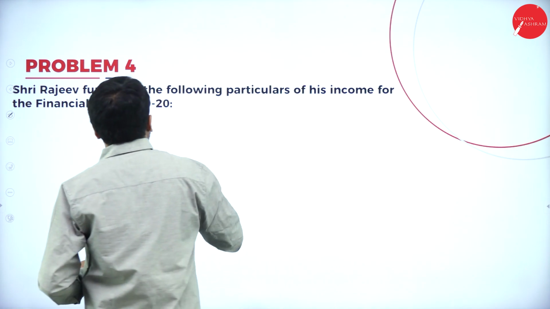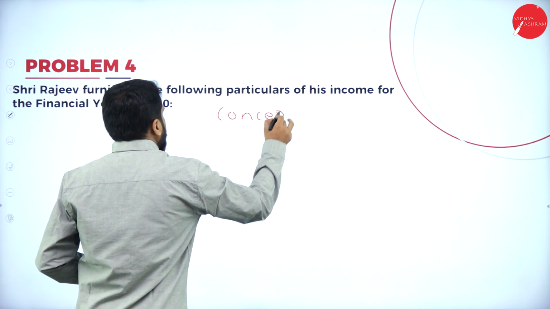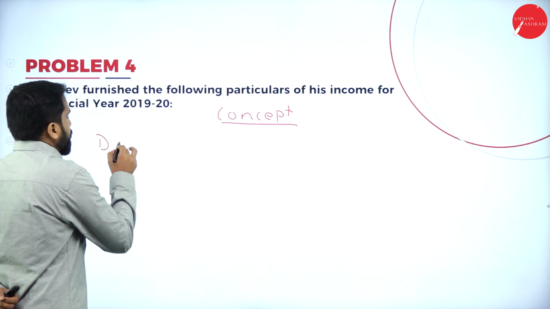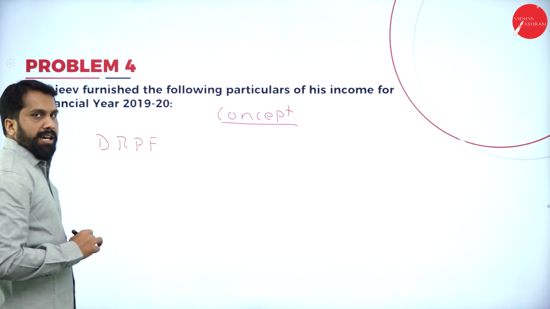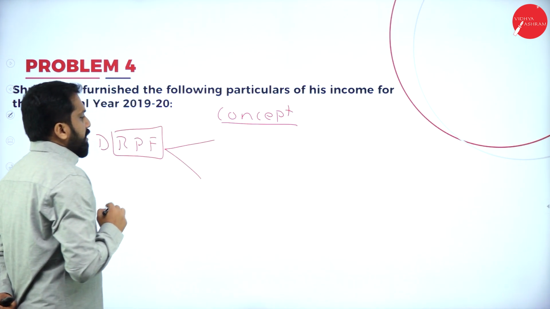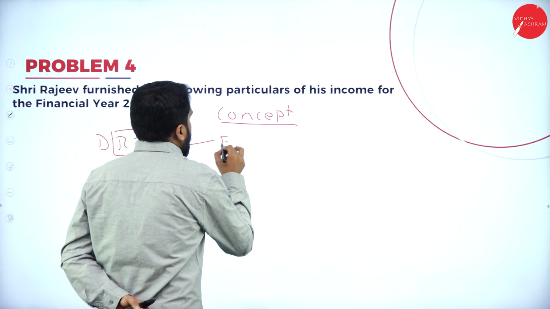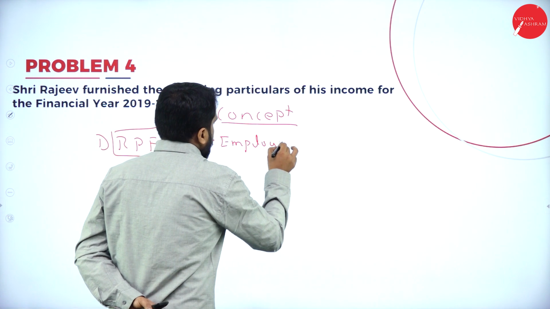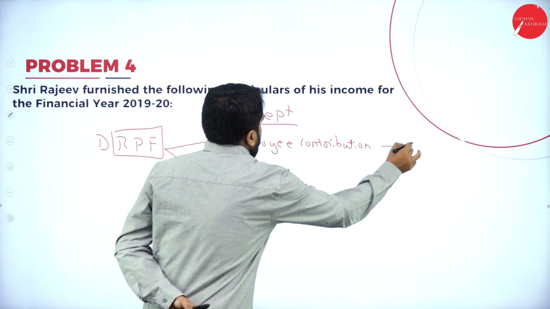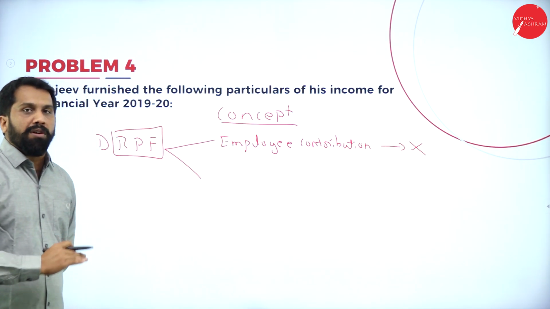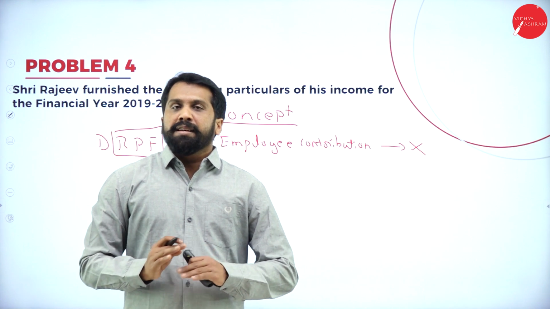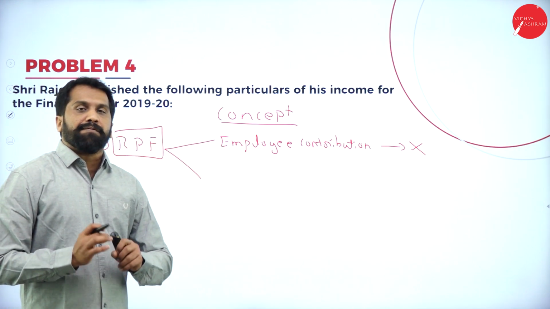Now, just assume that this is your concept class. I don't have space there, I'll use this space. Now, RPF. If it is RPF, if it is the employee contribution, don't do any further calculation, we don't want it, because an employee can contribute even up to 100% of his salary. It is not applicable or not needed for your income tax.